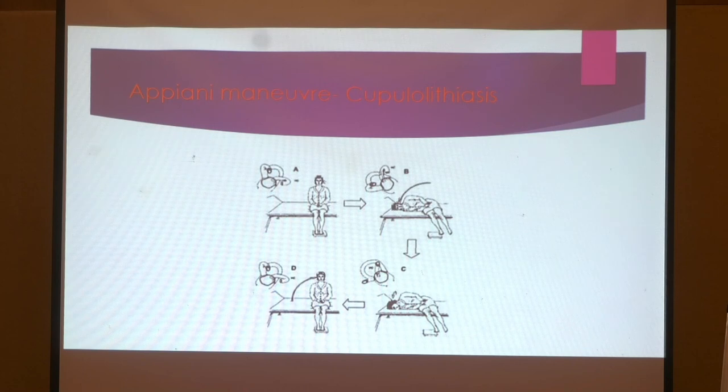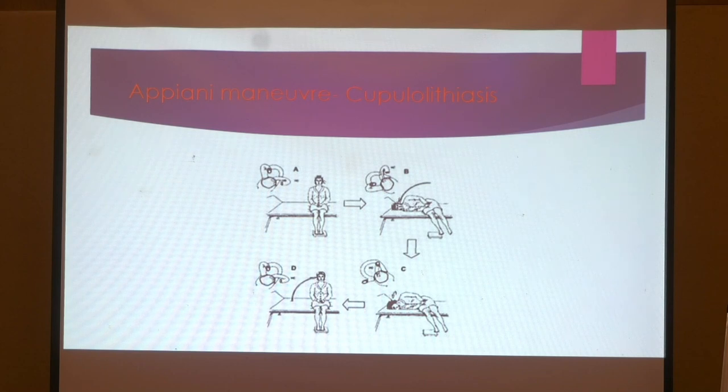Whereas if the particle is attached to the cupula of the lateral semicircular canal, we need to do something called the Appiani maneuver. In the Appiani maneuver, we make the patient lie down onto the affected side and make the patient look down, nose down, facing the bed. Get the particle to mobilize from the cupula of the lateral semicircular canal, get the particle into the dome of the lateral semicircular canal, wait for some time, and then go back and do a Gufoni maneuver and release the particle from the semicircular canal. I hope I'm making this concept clear.